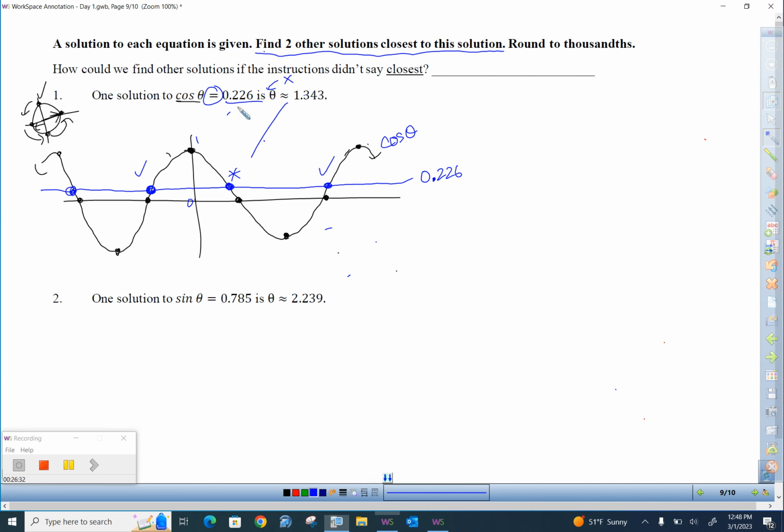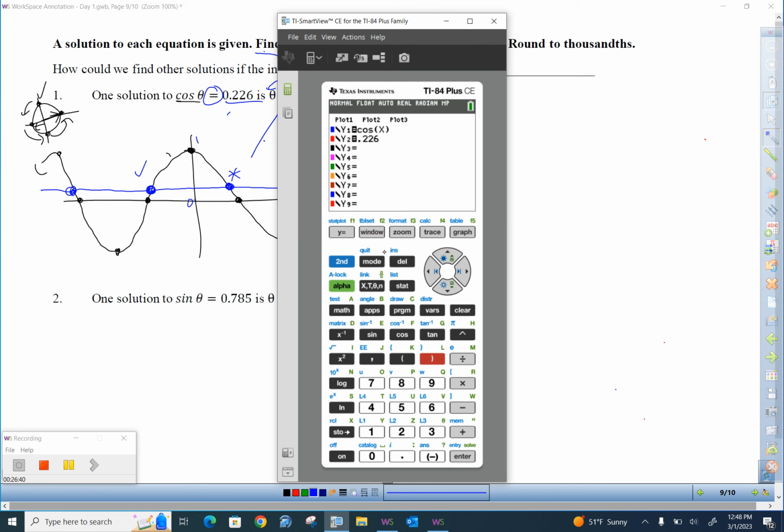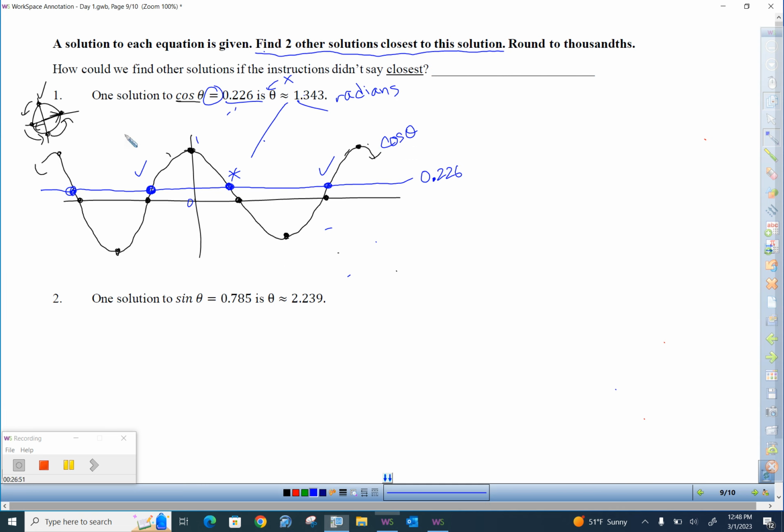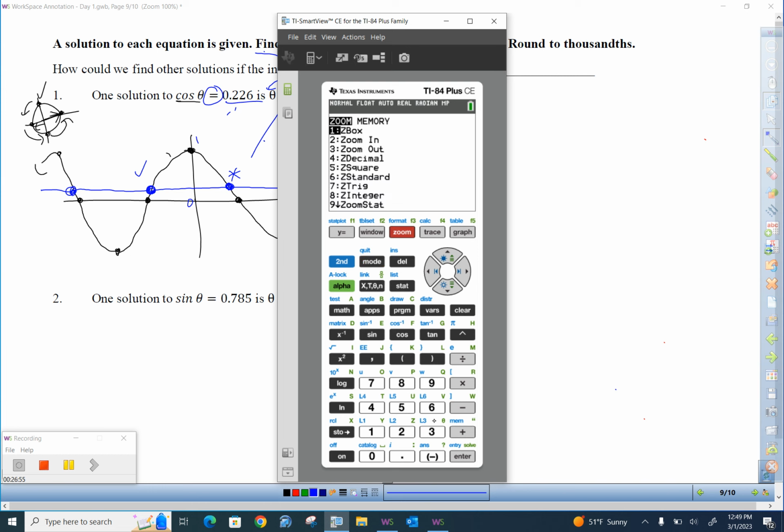Because this right here was in radians, we have to change our mode to radians. So what you're going to do next is hit mode and change from degrees to radians. And we'll be in radian mode for much of this chapter. From there, we want to make sure that we're picking an appropriate window. Right now, if I do my normal zoom 6, this 10 by 10 window, it's not awful, don't get me wrong, but it's not very zoomed in. It's hard to see what's happening since this 0.226 is so close to 0.